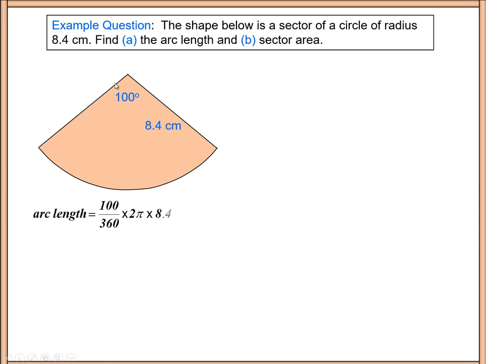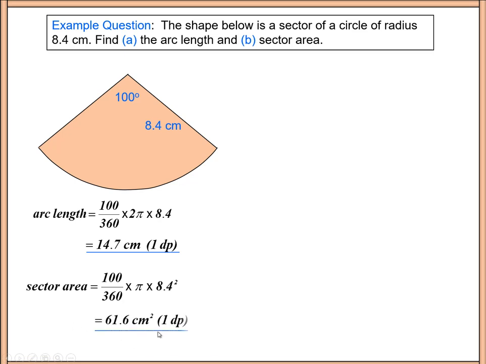So the length of the arc is 100 divided by 360 times 2 times pi times r, the radius. And when we work it out in our calculator, we get 14.7. And the area then of the sector is given by 100 over 360 times pi r squared. Pi times the radius squared, and you should have got 61.6 centimeters squared.